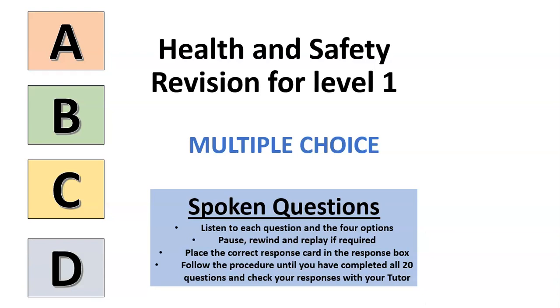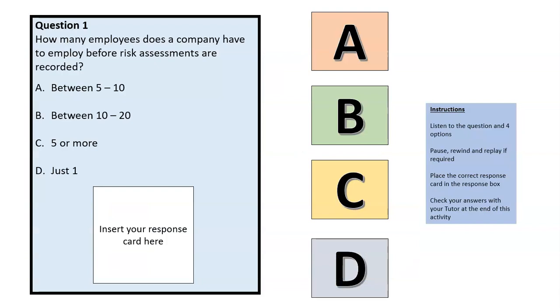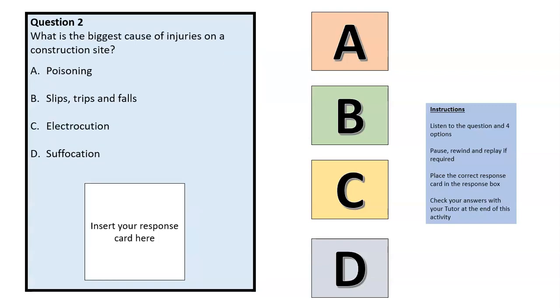Health and Safety Revision for Level 1, Multiple Choice. Question 1. How many employees does a company have to employ before risk assessments are recorded? A. Between 5 and 10. B. Between 10 and 20. C. 5 or more. D. Just 1.